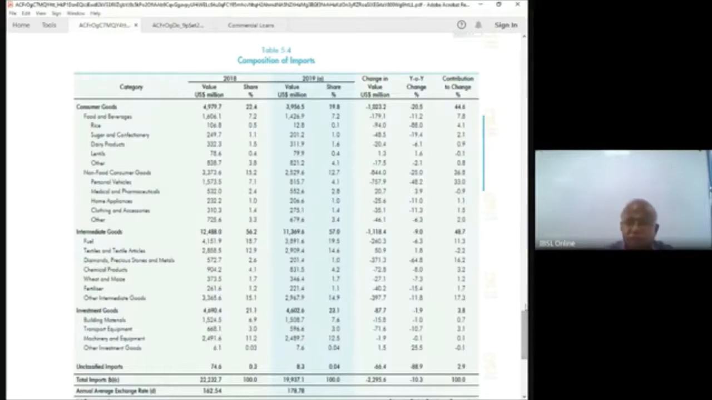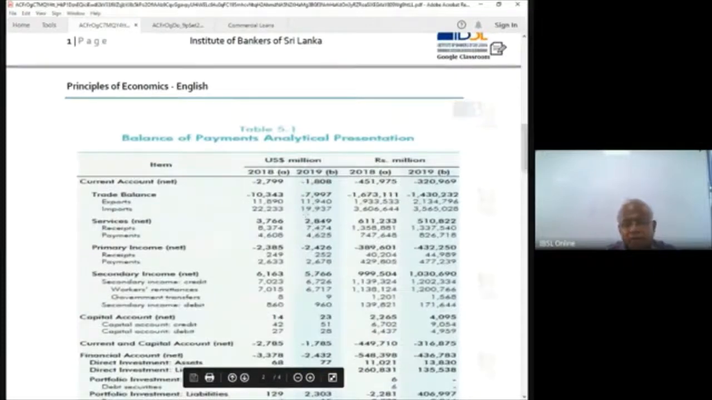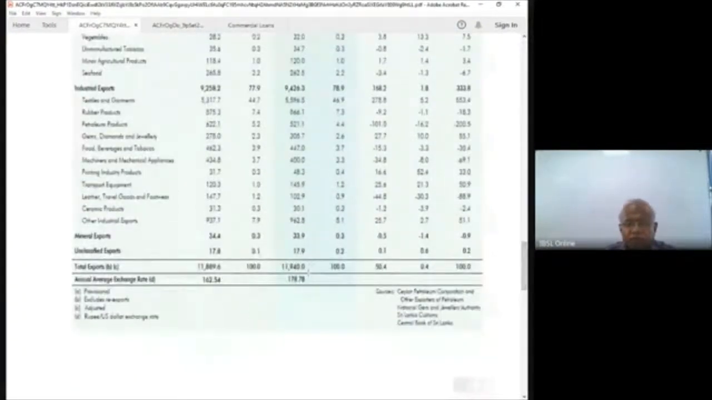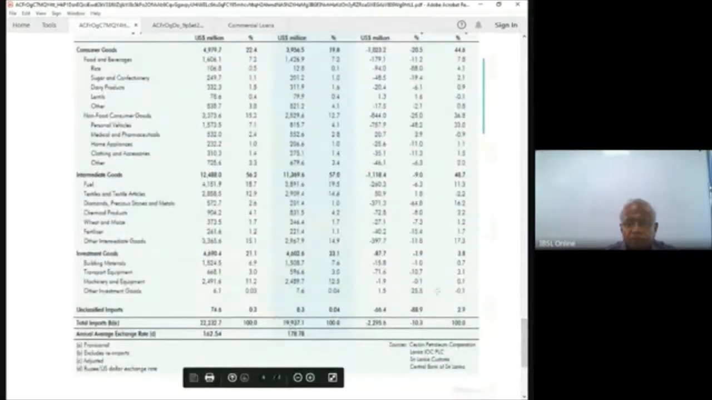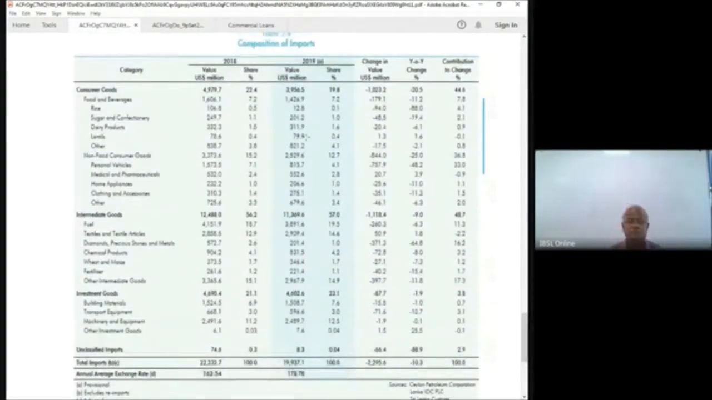Overall imports in 2019 on the trade account, in Table 3, you have this 19,937. That's the breakdown: consumer goods, intermediate goods, investment goods. 3,956 plus 11,369 plus 4,602 equals 19,937. Right?